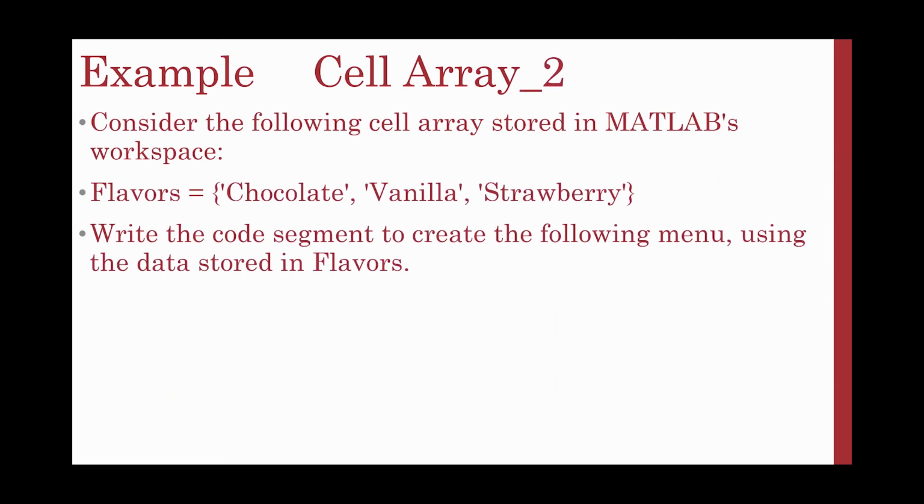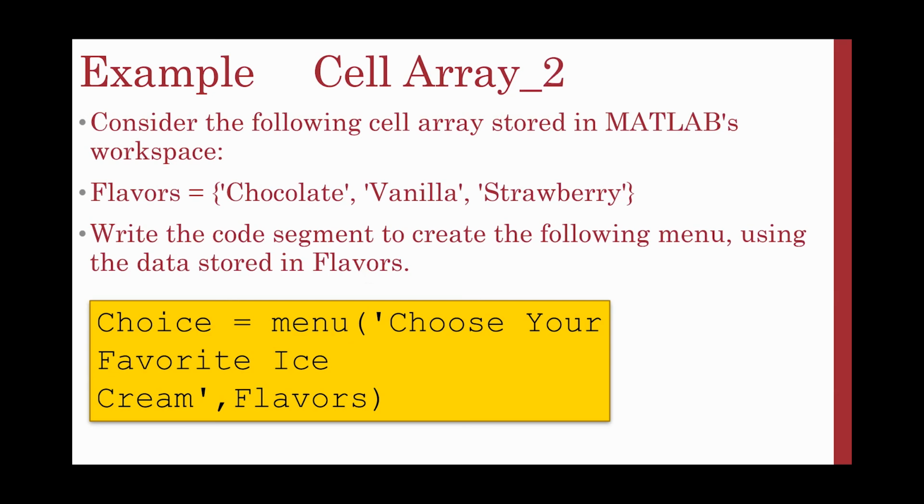For this example, we want to figure out what is going to be stored in our cell array if we have variable flavors equal to the cell array that contains chocolate, vanilla, and strawberry as character strings. So we want to write a code segment to create a menu. What are we going to do? So first, we're going to say our choice, which is a variable that we're defining, is equal to menu. Menu is a function that creates a pop-up menu in Matlab. And then it's going to say choose your favorite ice cream flavor, which is just some text to be displayed in the menu. And then comma flavors.